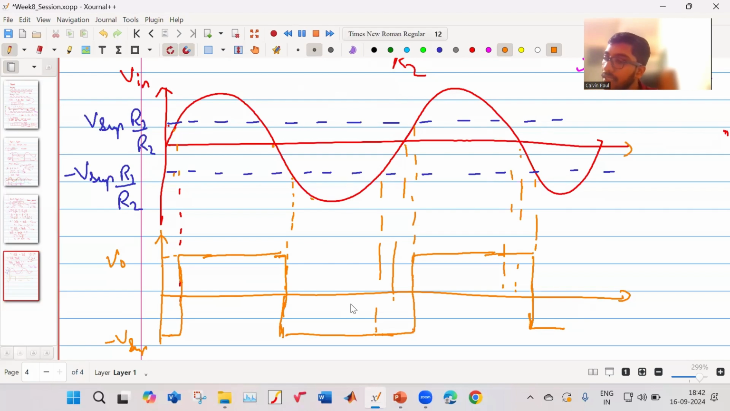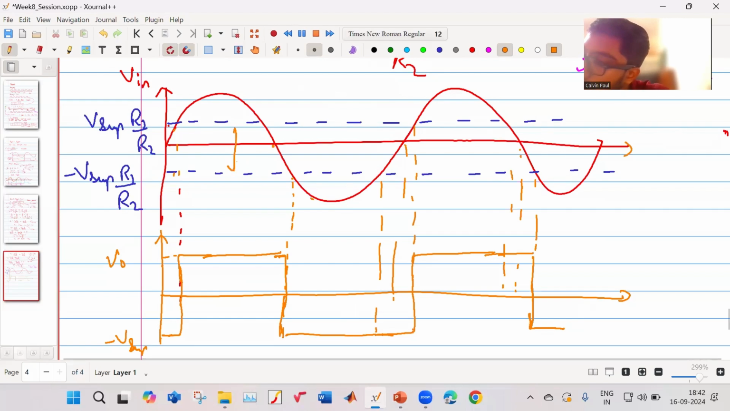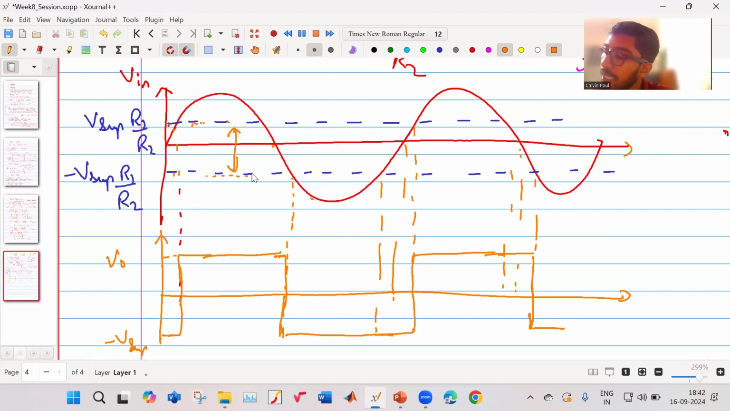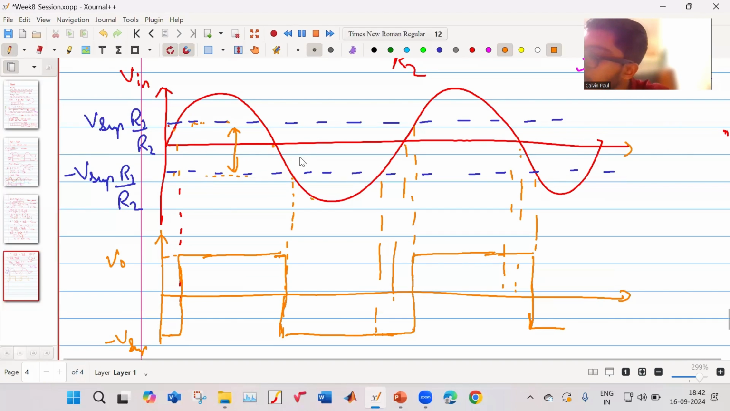So in a comparator case, there's only one voltage, which will decide whether it will go high or low depending on this voltage. But here there are two voltages. This will decide when it will go high, and this will decide when it will go low. And this is known as your hysteresis band. This is known as your band. This is known as your upper trigger point. This is known as your lower trigger point.